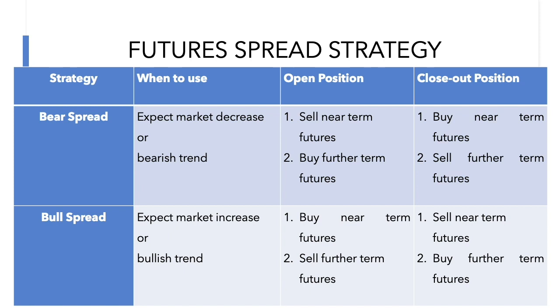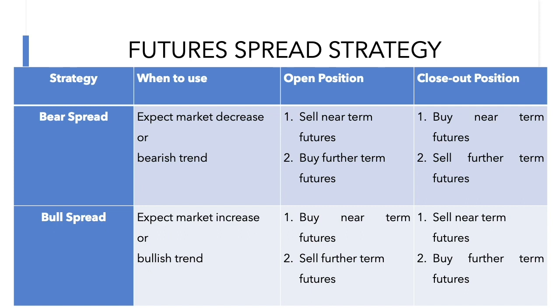If you use the bear spread strategy, you need to enter the futures market and open a position by taking two opposite positions. The first one, you sell near-term futures. The second one, you buy further-term futures. At the end of the spread strategy period, you need to close out your position by taking the opposite position. The contract that you started with a sell, you close out using a buy. The contract that you started with a buy transaction, you close out using a sell transaction.